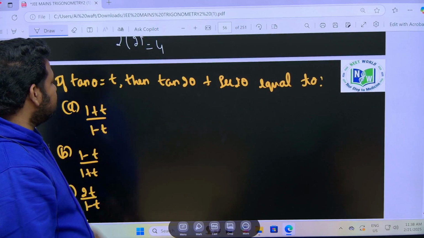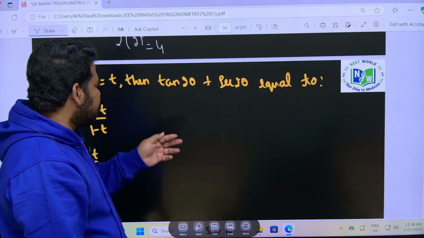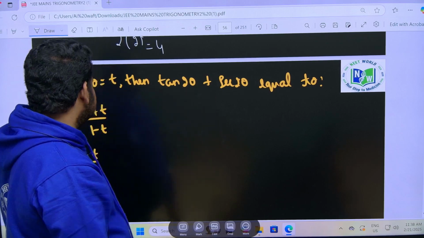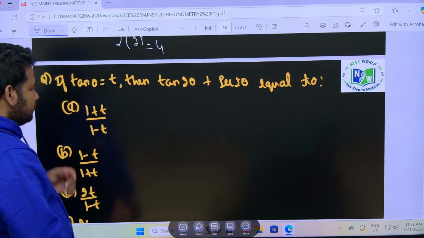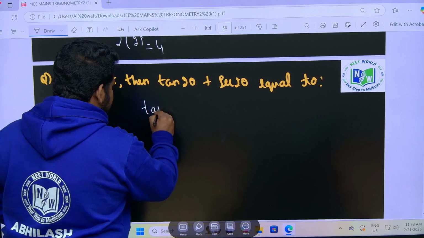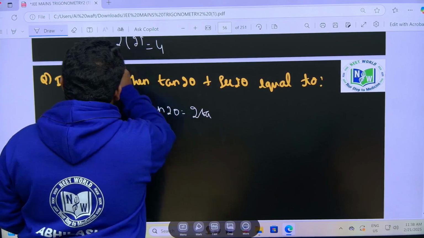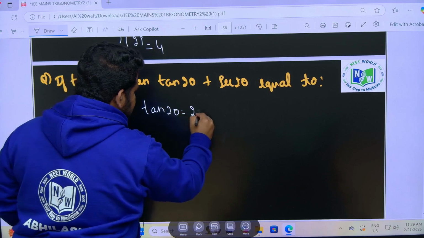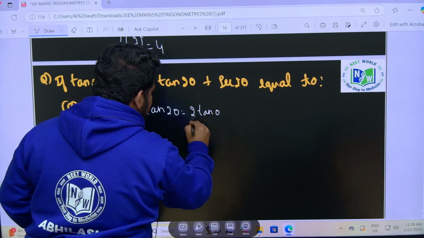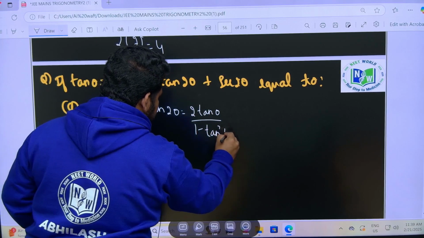If tan theta is equal to t, then they are asking tan 2 theta plus secant 2 theta, then tan 2 theta by secant 2 theta. First of all, you must understand tan 2 theta. I can write it as 2 tan theta by 1 minus tan square theta.